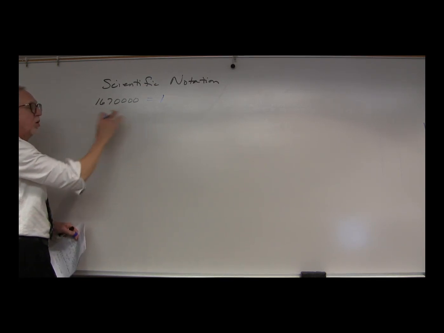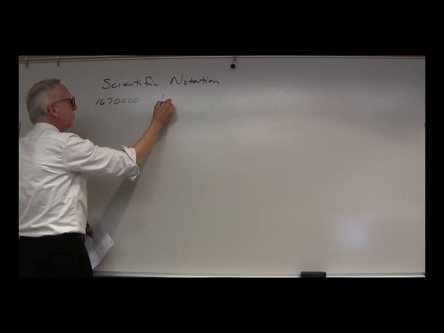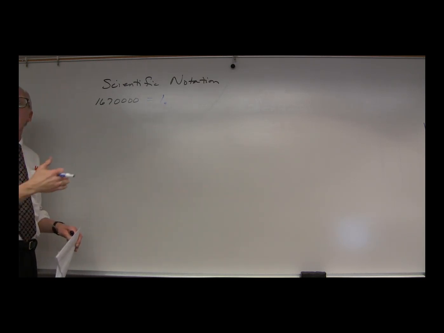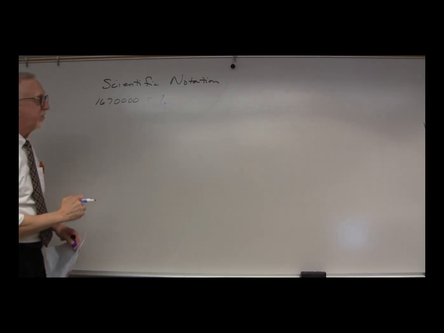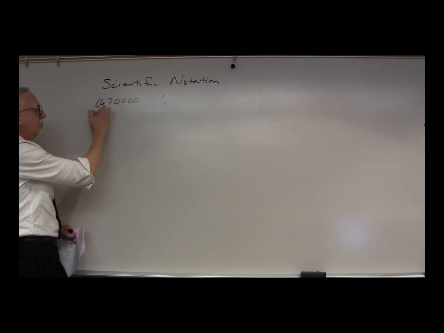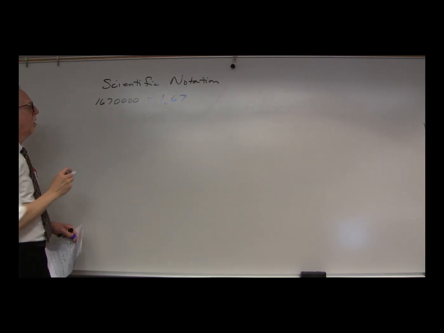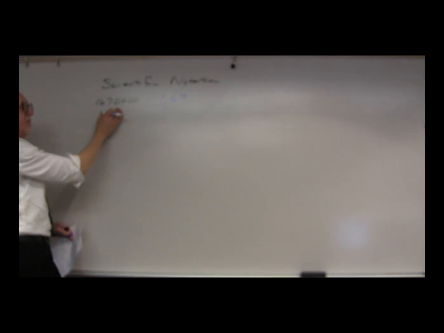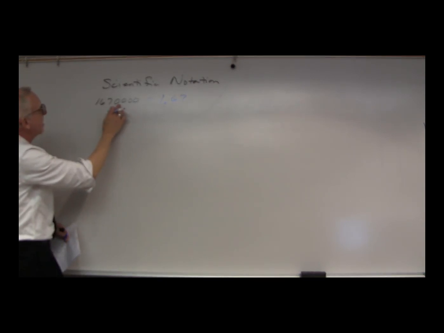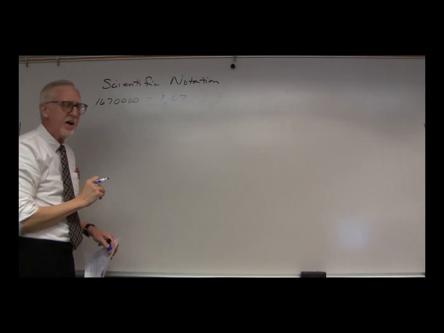But if we have more significant figures, we put in a decimal point, and then we follow it with all of the other significant figures. Now, in this case, we write this as 1.67. But 1.67 is obviously not the same size as 1,670,000.